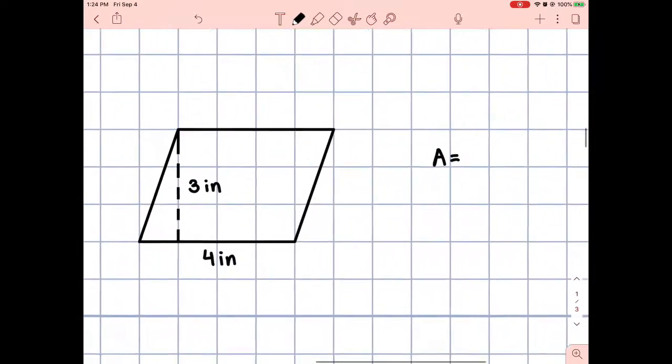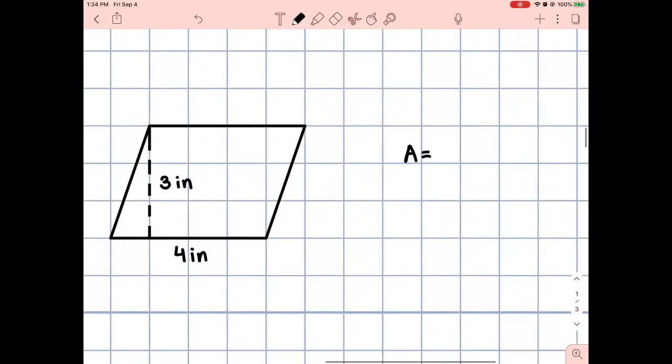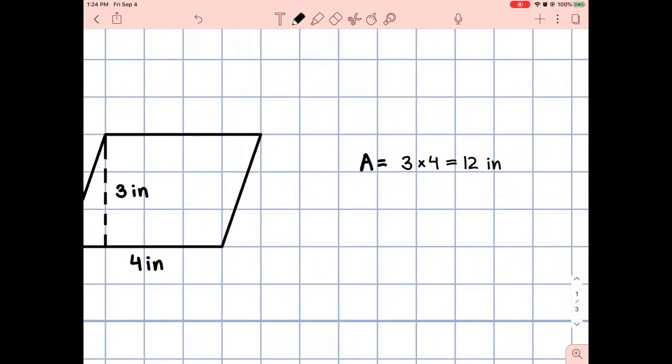So if we look at this example, the height is 3 inches and the base is 4 inches. We would multiply 3 times 4, which equals 12, and it would be inches squared, and this is the area of a parallelogram.